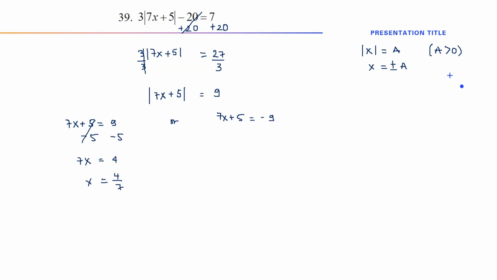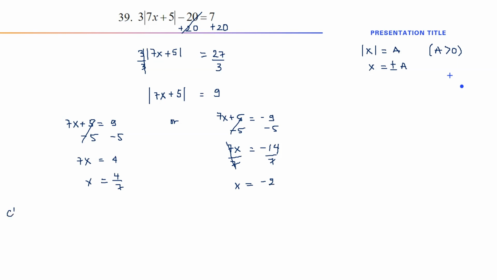Now on the other side, we do the first step the same. Subtract 5 from both sides. 7x equals negative 14. Right? So divide both sides by 7. x equals negative 2.